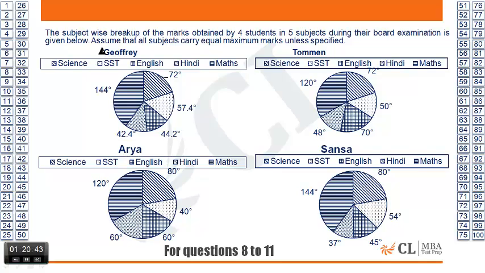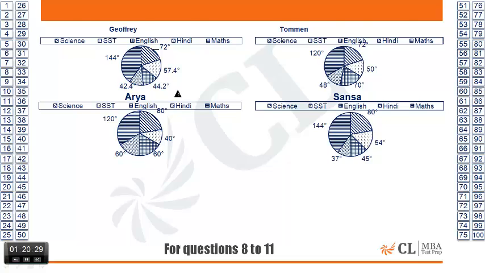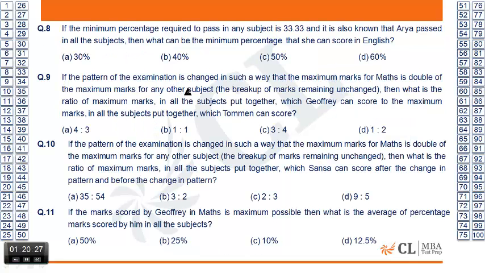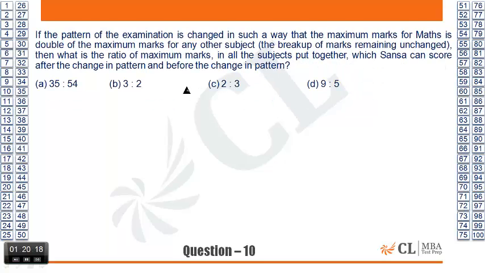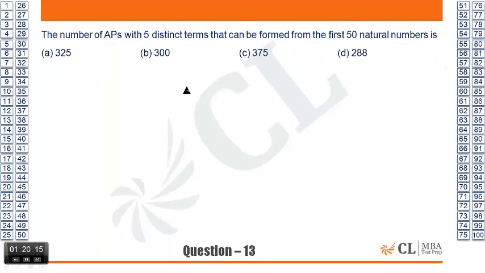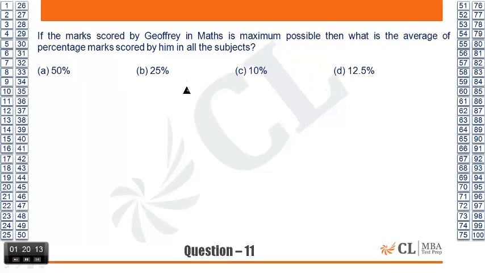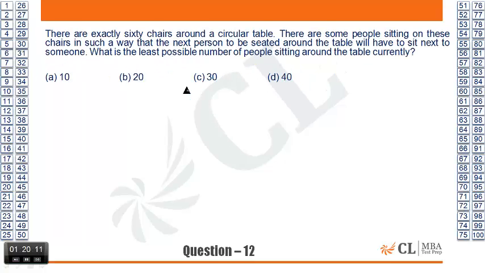Let's note the first impression of DI 8 to 11. It gives the marks obtained by 4 students, the total marks, minimum percentage required, maximum. Big question mark on questions 8 to 11. One DI set is a big question. What about this? Question 12, okay, let's try this.